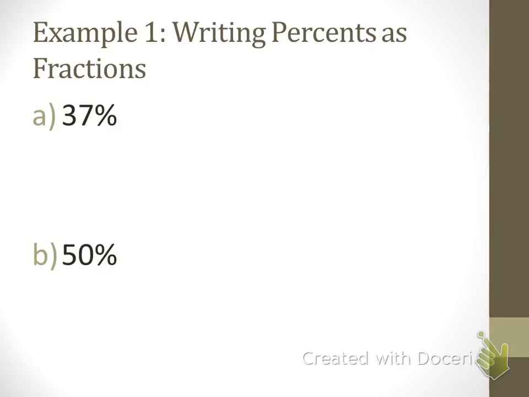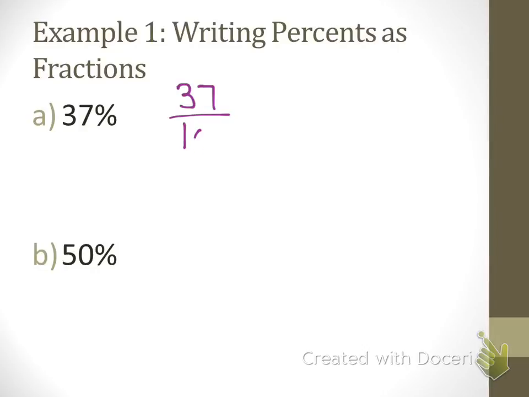All right, in example 1, we're writing the percent as a fraction. Anytime we have a percentage, it's always going to be out of 100. So if I said it looks like it's going to be a 90% chance of rain today, well, 90% out of what? 100. Percentages are always out of 100. So in order to write a percent as a fraction, I simply put it over 100.